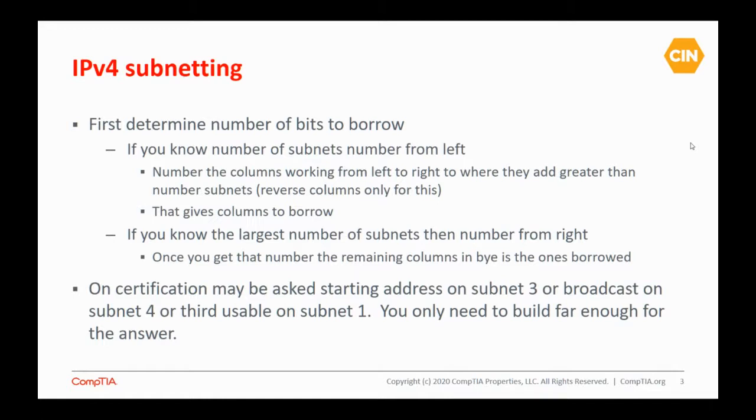Wait a minute. If you know the largest number of hosts, then you number from the right. That is an error right there, and that needed fixing. And I missed that one again. I'll have to fix that when I get off. So if you know the largest number of subnets, then you number from the right, which is just like your usual. And bytes misspelled there too. Oh well, I missed those just a little bit ago.